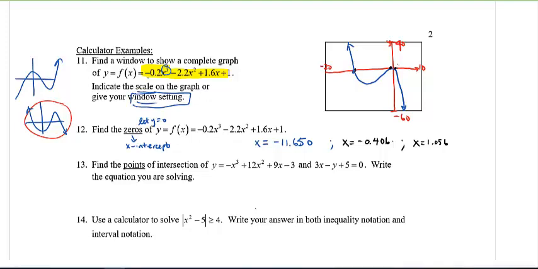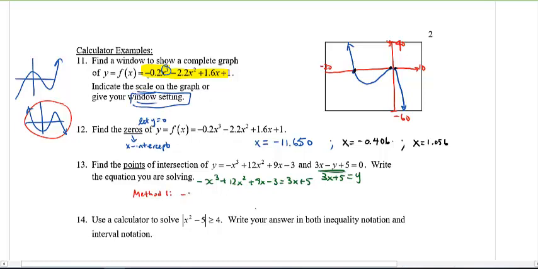All right, now if you want to do number 13, where I'm asking you to find the points of intersection between these 2 graphs, what you could do is actually solve for y for the second equation. I think that's easier. And then the goal here says write the equation you are solving. Since both of these things equal y, the equation you're solving now is negative x cubed plus 12x squared plus 9x minus 3 equals 3x plus 5. Now, if you want to go with the method we've done before in example number 12 by solving for 0, then of course you would move everything to the left side.